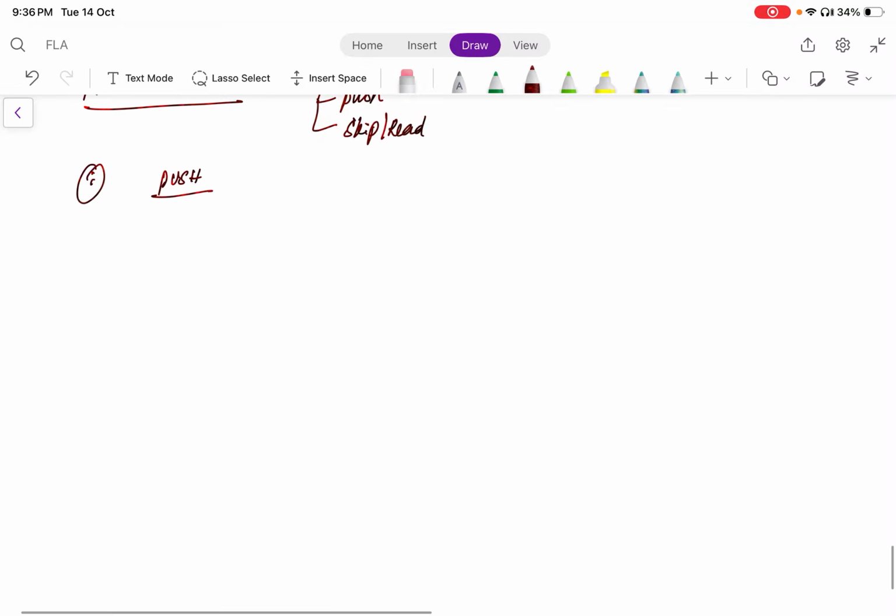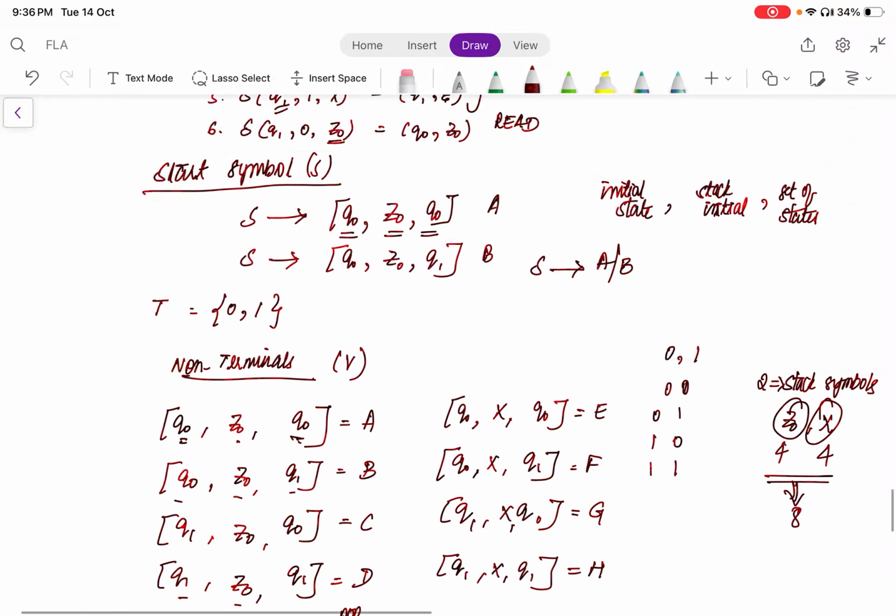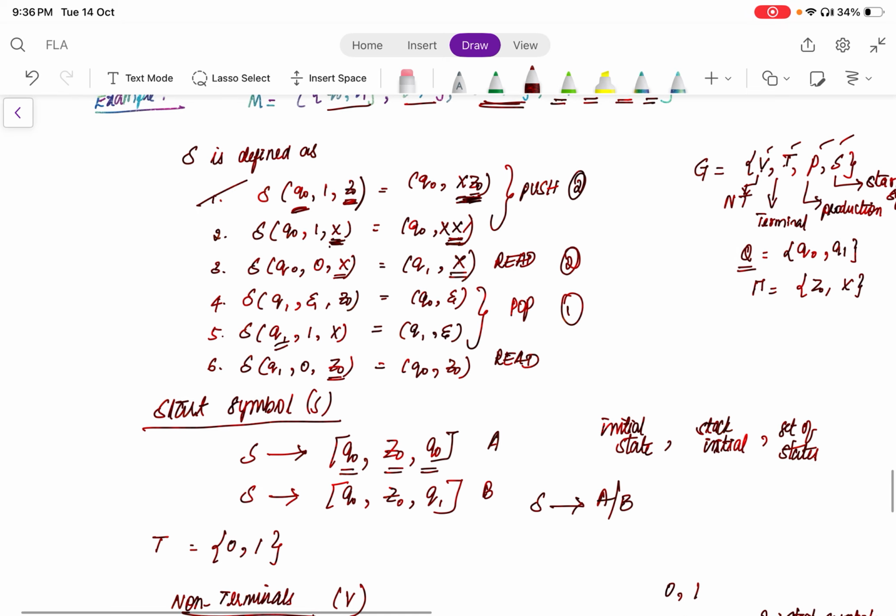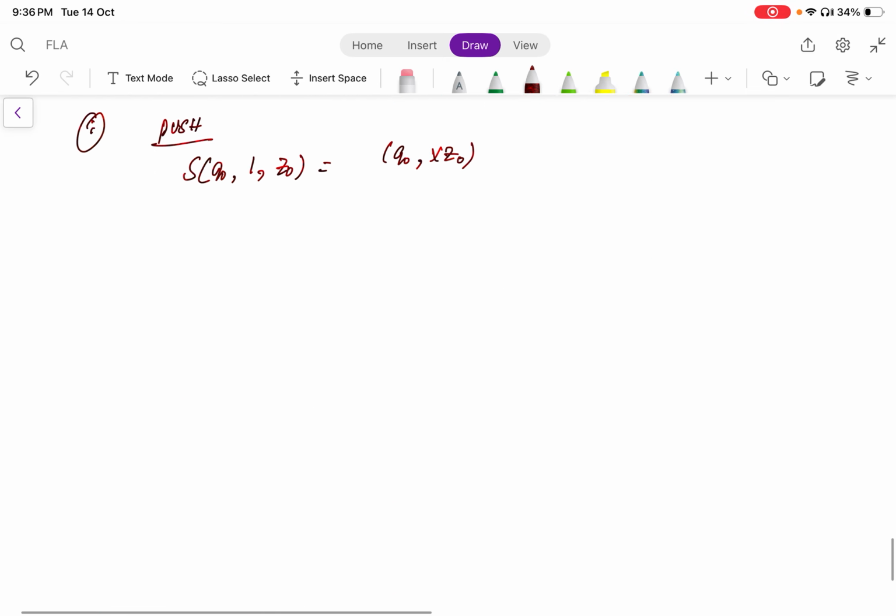The first transition in the push operation is delta of q0, comma 1, comma Z0 equal to q0, comma XZ0. This I have written from the question itself. So the first push operation. How will you write a production rule for this? We have two symbols on the right side, so we have to repeat the rule twice.